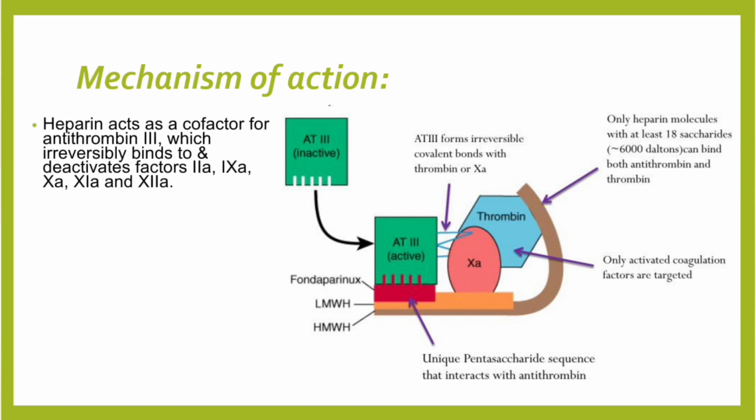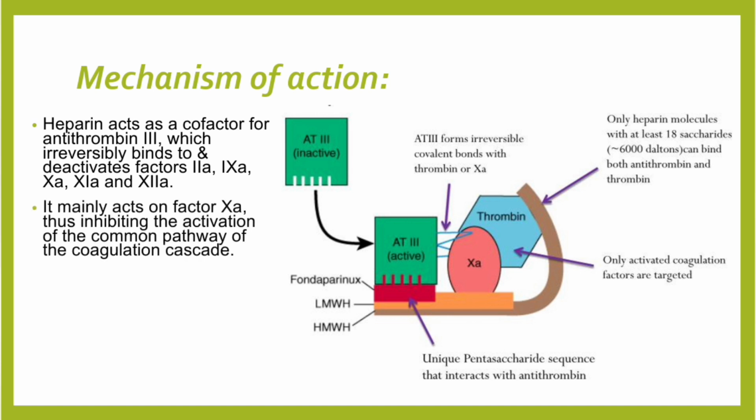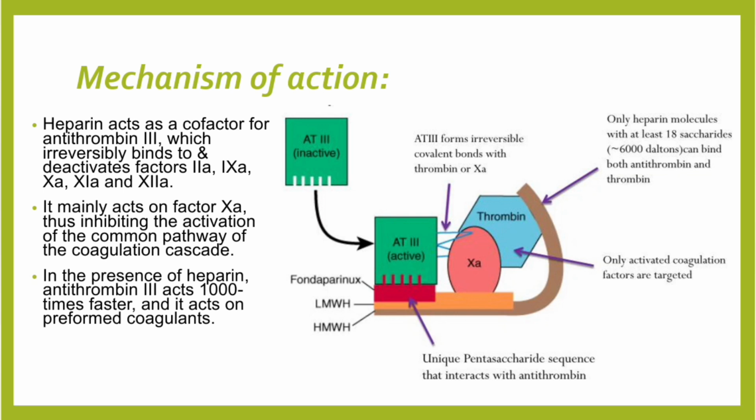So heparin acts as a cofactor for antithrombin 3, which irreversibly binds and deactivates factor 2, factor 9, factor 10, factor 11, and factor 12, the active forms. It mainly acts on factor 10, the active form, thus inhibiting the activation of the common pathway of the coagulation cascade. In the presence of heparin, antithrombin 3 acts 1,000 times faster and acts on preformed coagulants. Therefore, its effects are immediate.